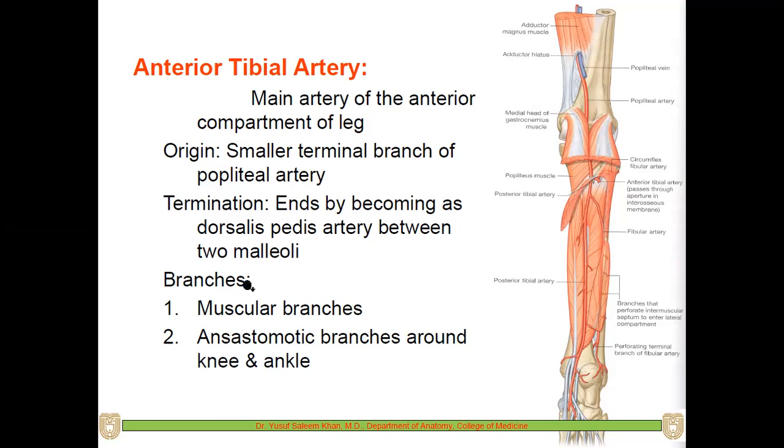It gives muscular branches which supply the anterior muscles of the leg, as well as anastomosing branches around the knee and ankle. As we saw, it gives the circumflex fibular artery here. You can see here, it will also give the anastomosing branch around the ankle joint. This is the knee joint and this is the ankle joint.